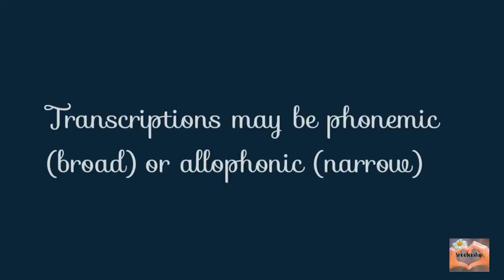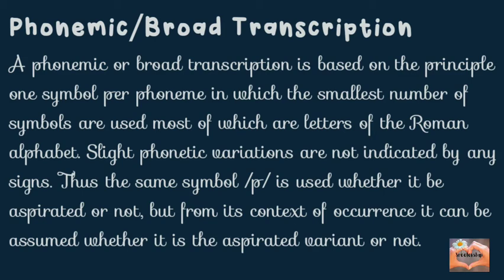Transcriptions may be phonemic, broad, or allophonic, narrow. A phonemic or broad transcription is based on the principle one symbol per phoneme, in which the smallest number of symbols are used, most of which are letters of the Roman alphabet. Slight phonetic variations are not indicated by any signs. Thus, the same symbol p is used whether it is aspirated or not. But from its context of occurrence, it can be assumed whether it is the aspirated variant or not.